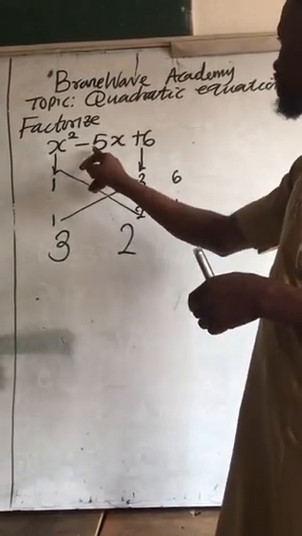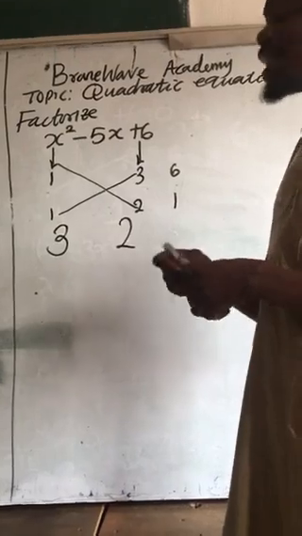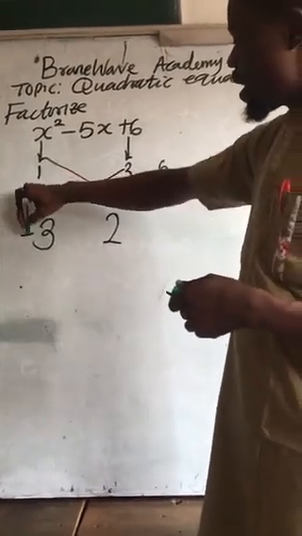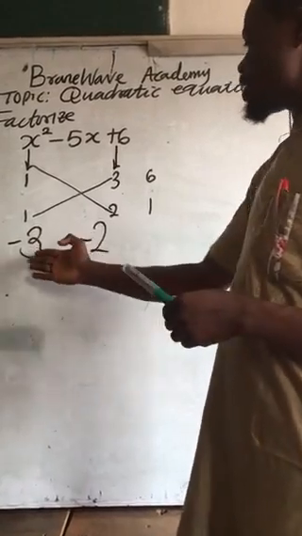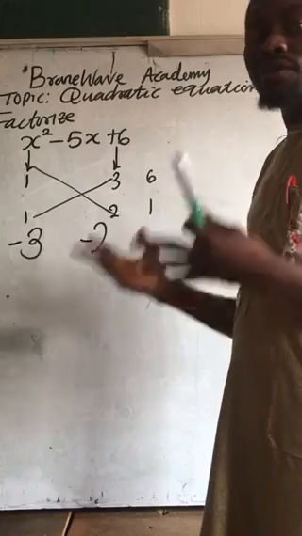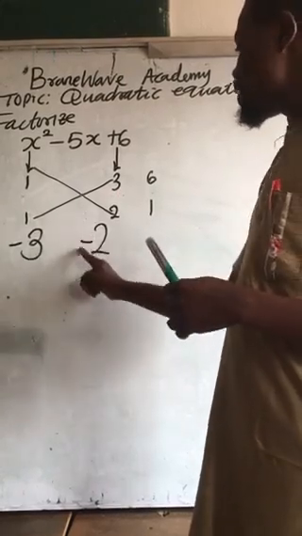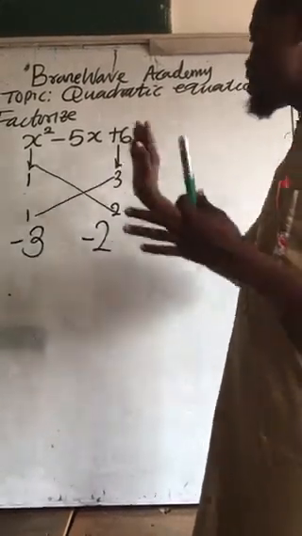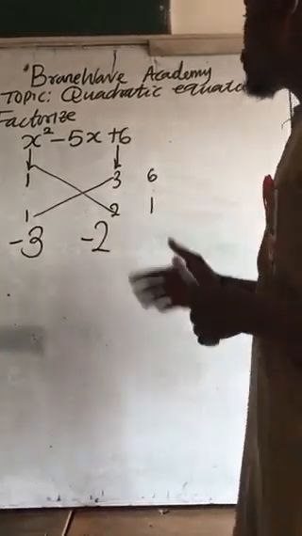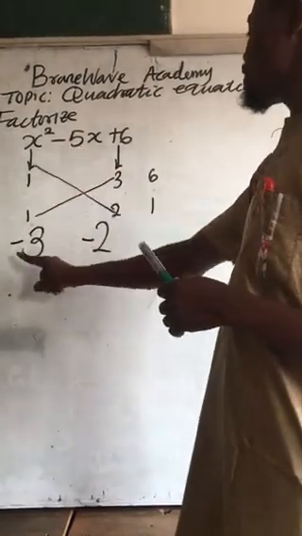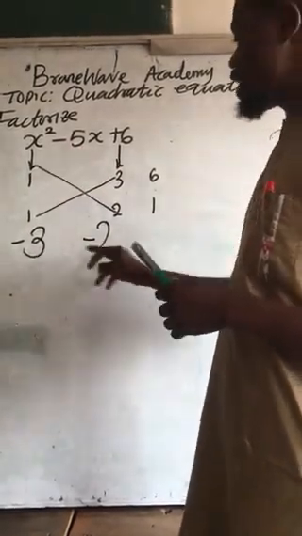But this is not plus 5, it's minus 5. Then I'll introduce a negative here and also a negative here, which implies that minus 3 and minus 2 is minus 5. But minus 3 times minus 2 is 6. These are the factors there. There's no need for me to go and test the other one again, which means I can replace this minus 5 in terms of minus 3 and minus 2.